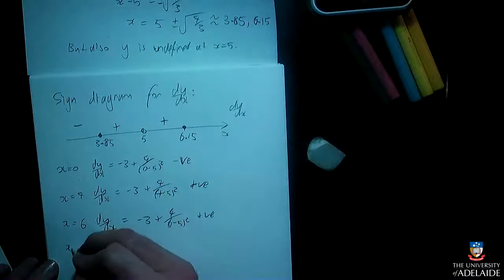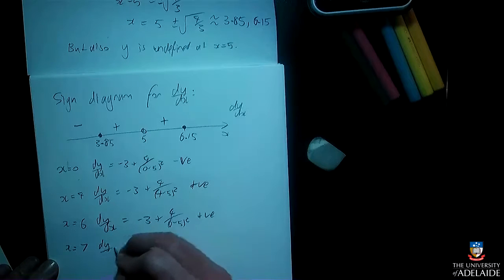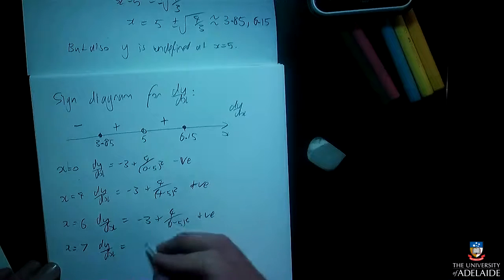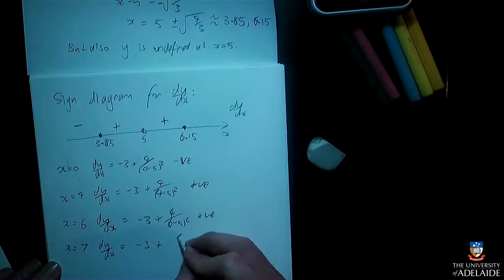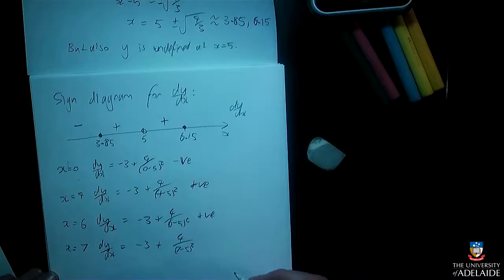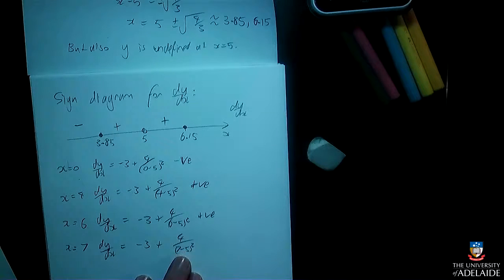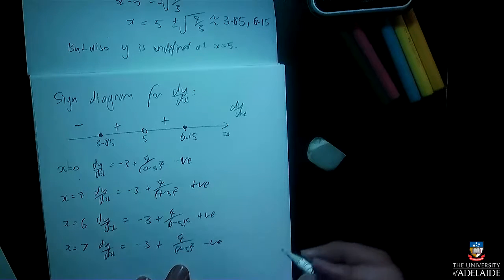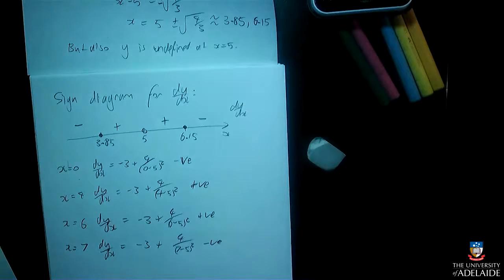And when x is equal to something beyond 6.15, we get minus 3 plus 4 over 7 minus 5 squared, which is negative. Because this is like 2, and 4 over 4 is 1, and so it's still negative. Okay, well, that makes sense. That matches up with what I had before.